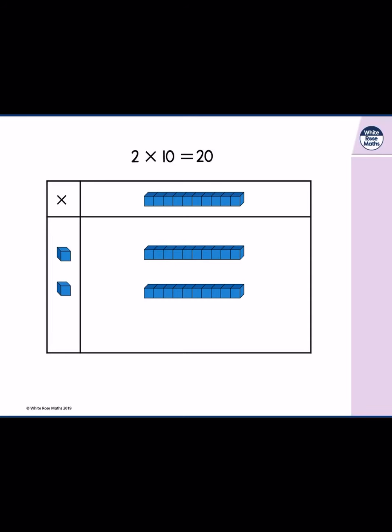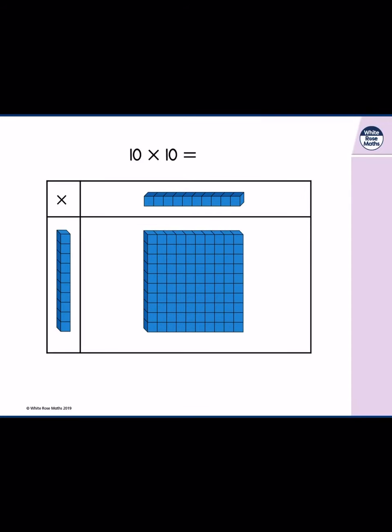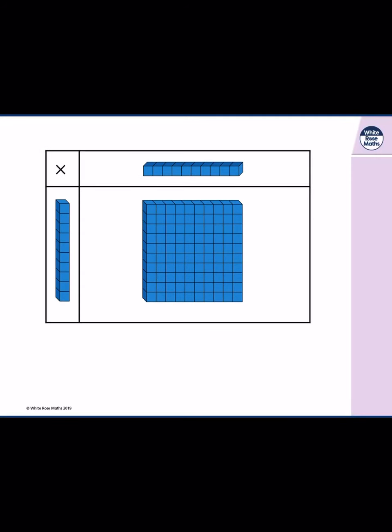You can see we're multiplying the outsides together to give us the bit in the middle. Slightly different one now. We're still multiplying by 10, but this time multiplying it by 10. So 10 times 10, if I have 10 of the rods, it would give me an area of 100. 10 times 10 is 100. Let's have a look at this one now. 13 times 10. You'll notice that I've kept the 10 times 10 part, which was 100.